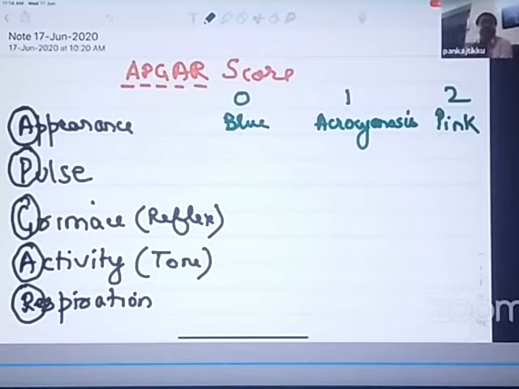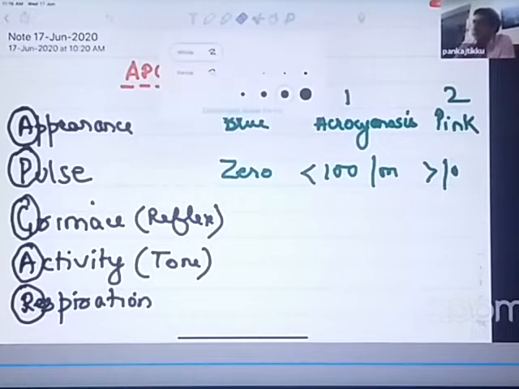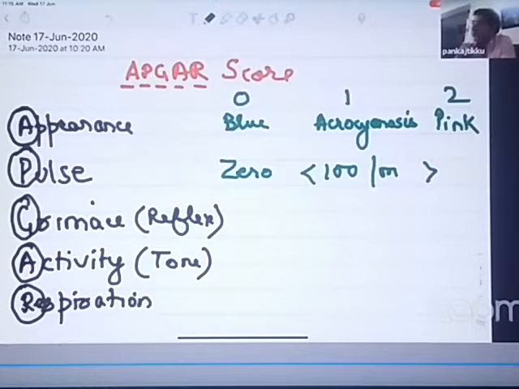Next, pulse. Just measure the heart rate of the child. And what is the best way to measure the heart rate? Not by feeling the pulse, by putting a stethoscope over the heart and counting the heart rate. Suppose you do not feel any heart rate, 0. Heart rate is 0. Give him a score of 0. Suppose the heart rate that you count is less than 100 per minute. Give him a score of 1. And suppose it is more than 100 per minute, give him a score of 2.